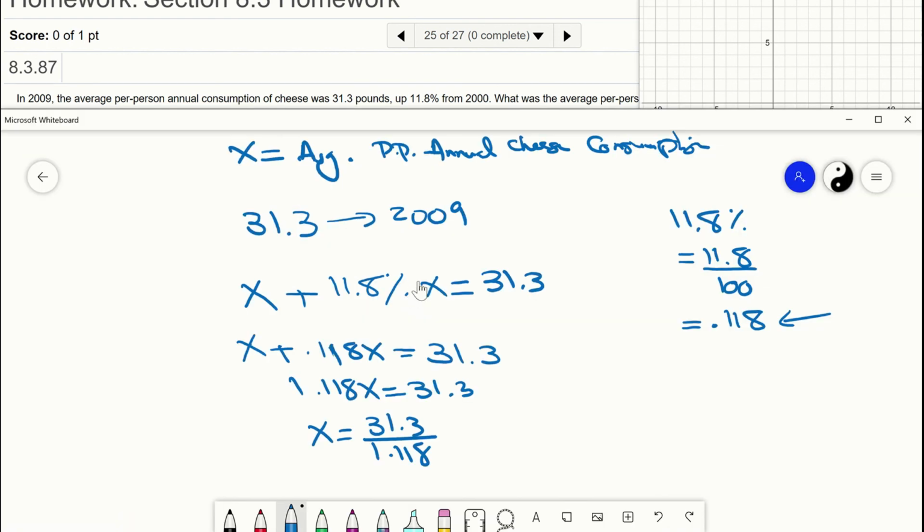Let's bring back our sheet. So we get approximately 28. If you want to show that you rounded properly, you can put the 0.0 pounds. So in 2000, it was about this much, and it went up by 11.8%, and it is now 31.3 in 2009.